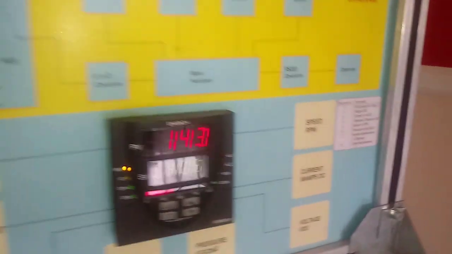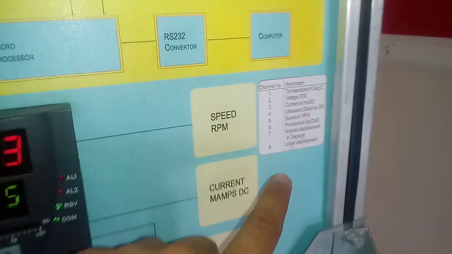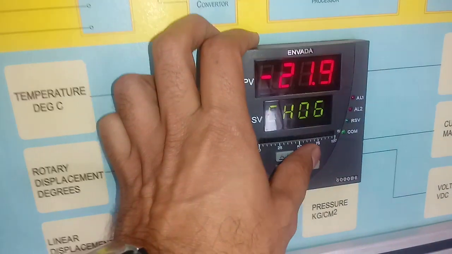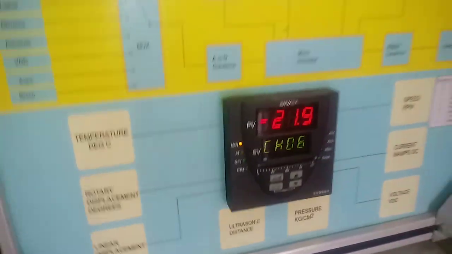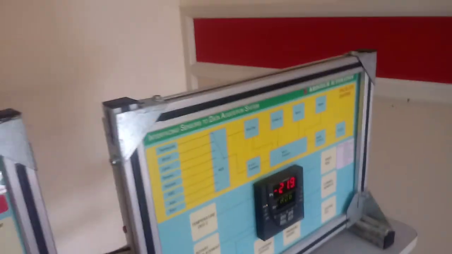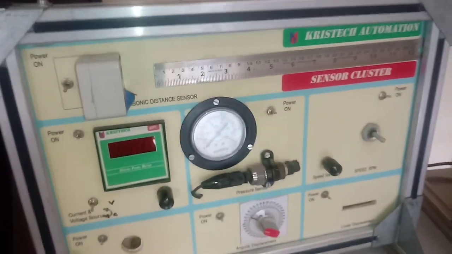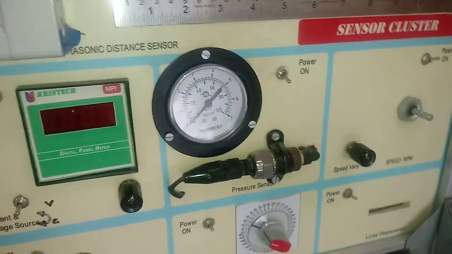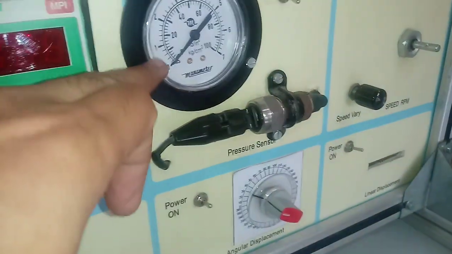Now I will go for channel number 6, pressure in kg per centimeter square. So I am going to select channel number 6 over here. Now there is no pressure. Over here I have a pressure sensor. I will make the pressure sensor on. You can see there is a dial indicator also, and over here that pressure sensor is also.